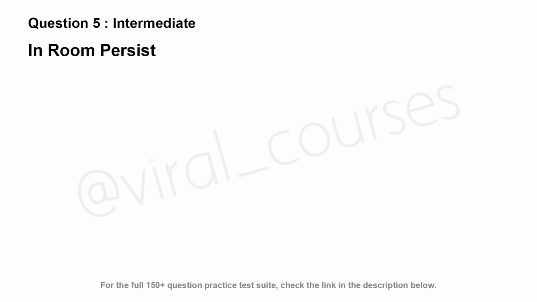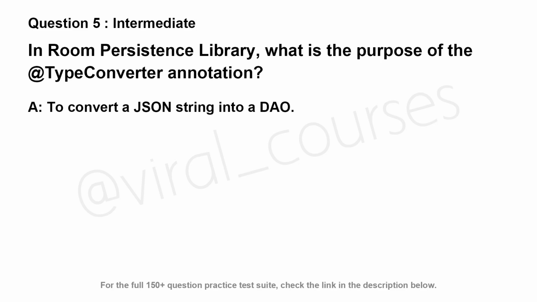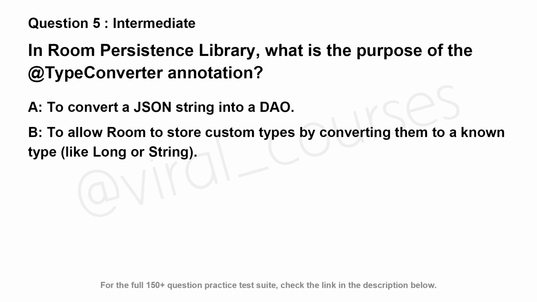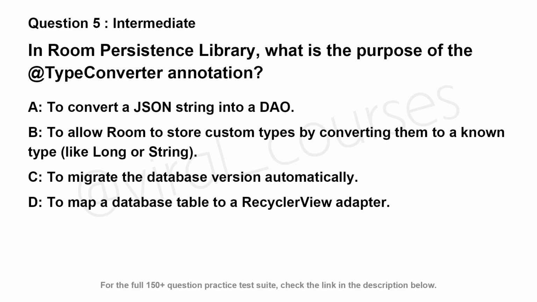In the Room Persistence Library, what is the purpose of the @TypeConverter annotation? Option A. To convert a JSON string into a DAO. Option B. To allow Room to store custom types by converting them to a known type, like long or string. Option C. To migrate the database version automatically. Option D. To map a database table to a RecyclerView adapter.